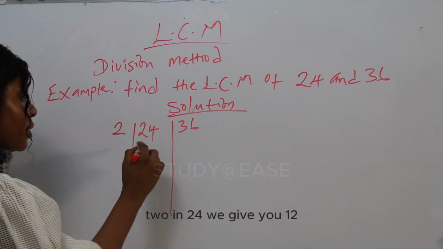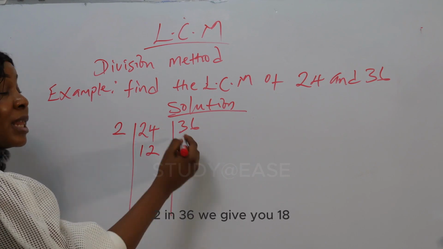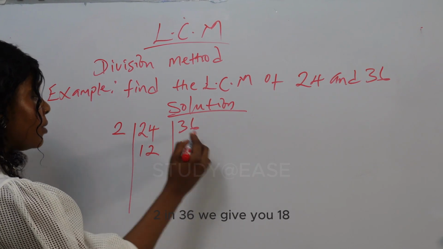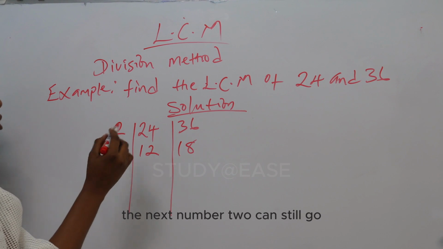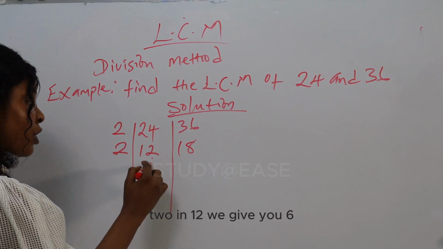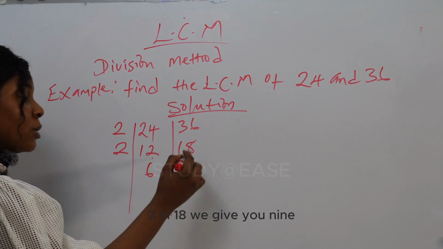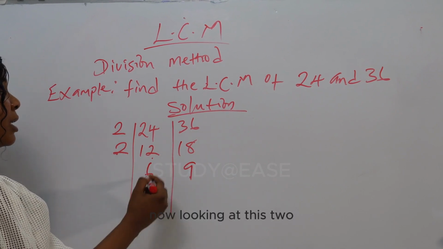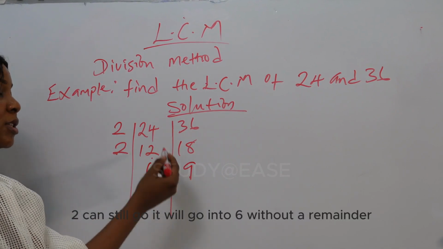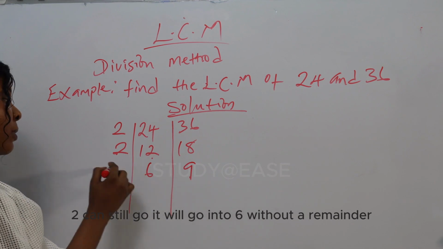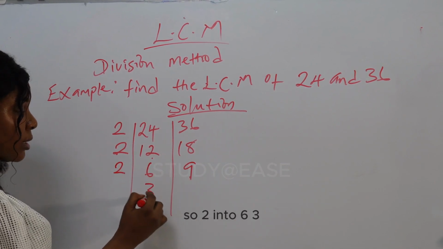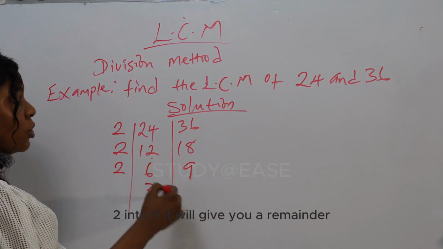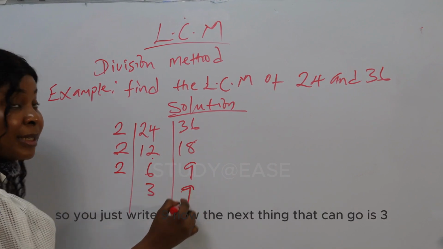2 in 24 will give you 12. 2 in 36 will give you 18. The next number, 2, can still go. 2 in 12 will give you 6. 2 in 18 will give you 9. Now looking at this, 2 can still go. It will go into 6 without a remainder. So 2 into 6, 3. 2 into 9, it will give you a remainder. So you just write 9.